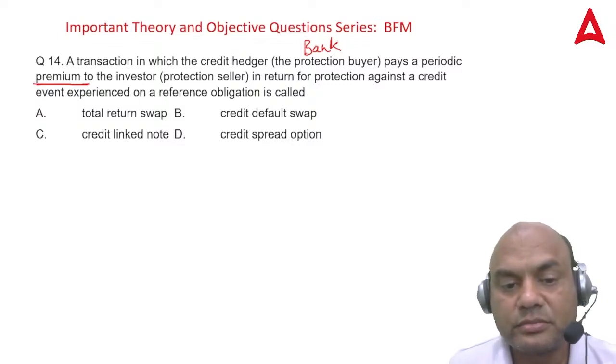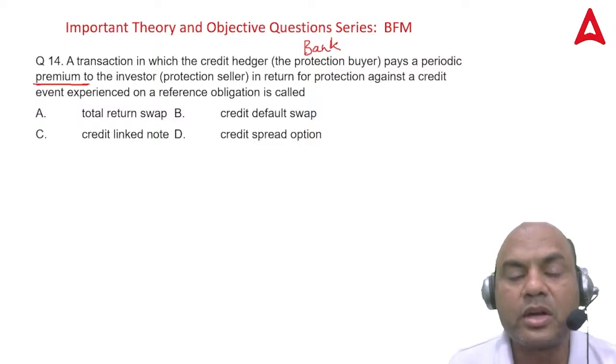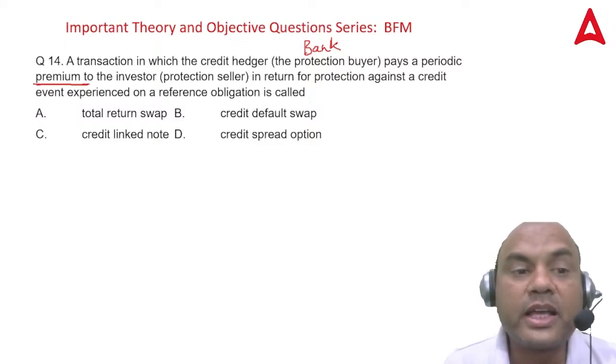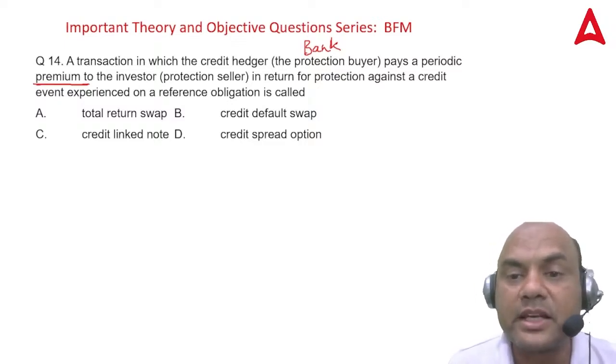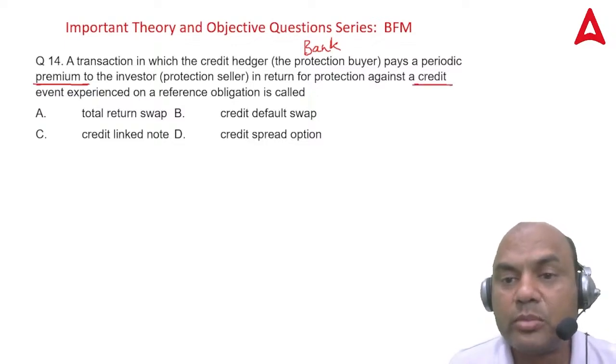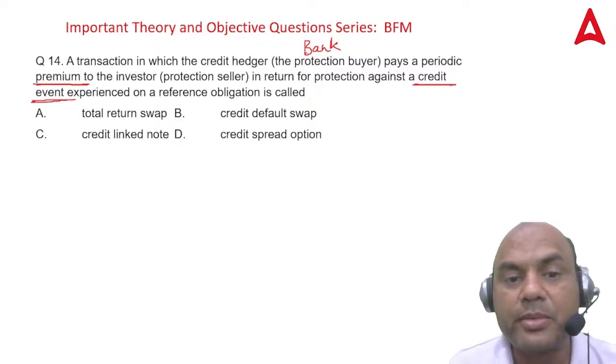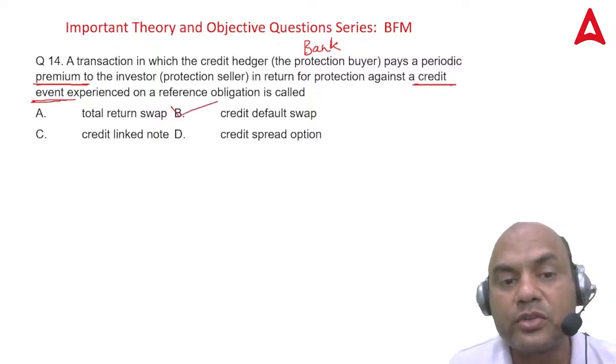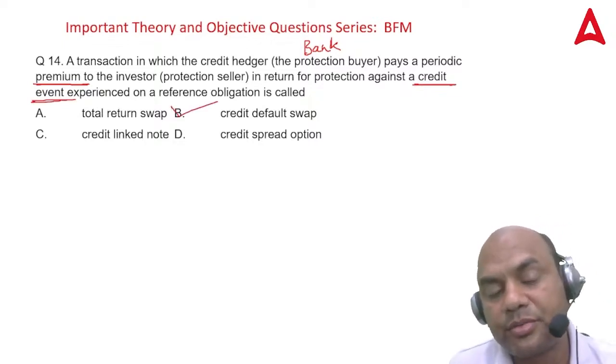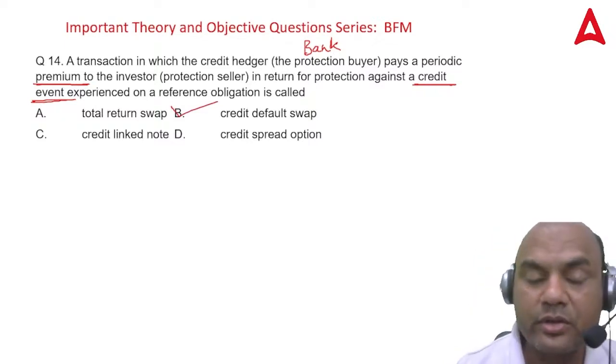Think over it. Against the credit event, means if in case there is a NPA, my loan becomes NPA. So in that case, only this insurance company will pay me. So that is known as credit default swap. Default. Okay. So that was an important question.